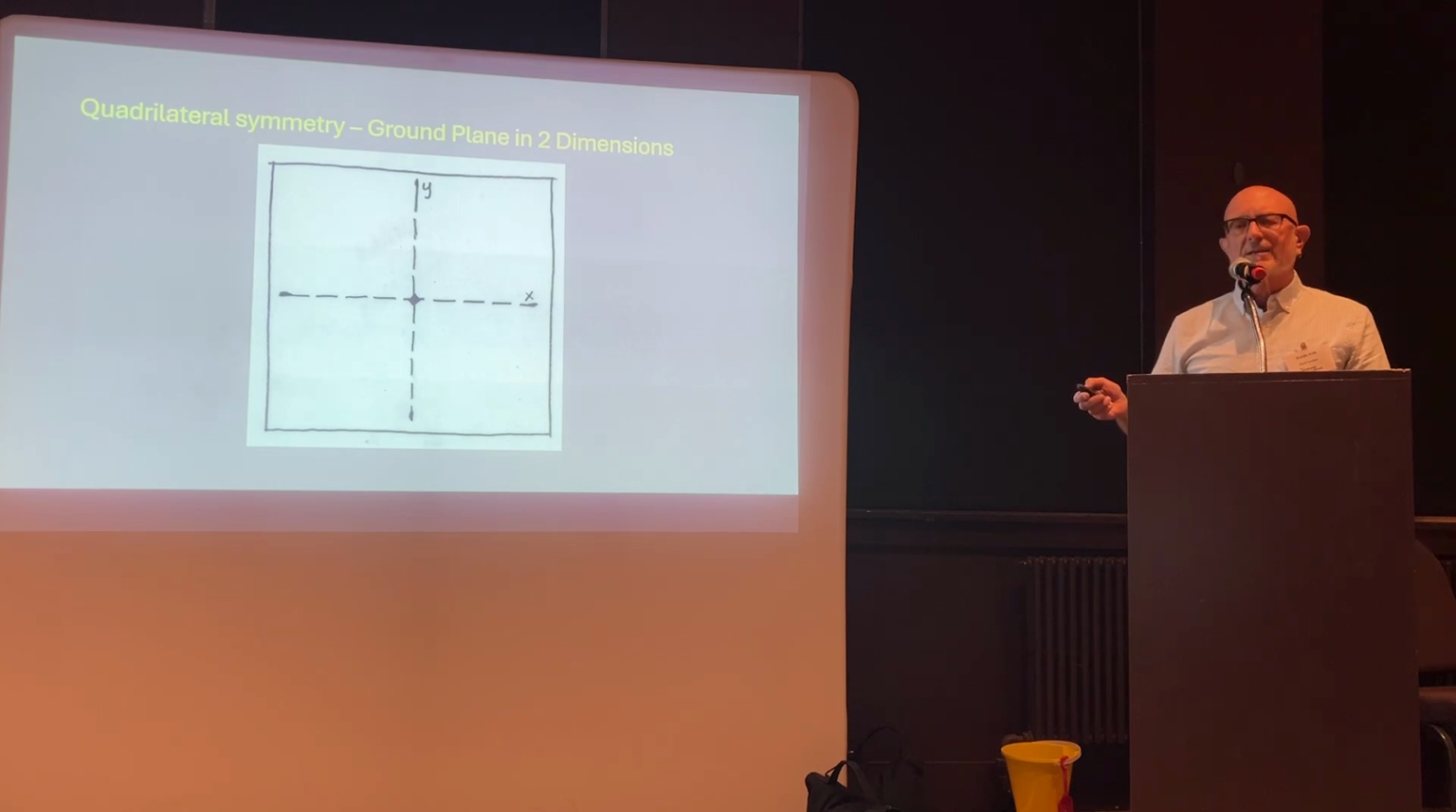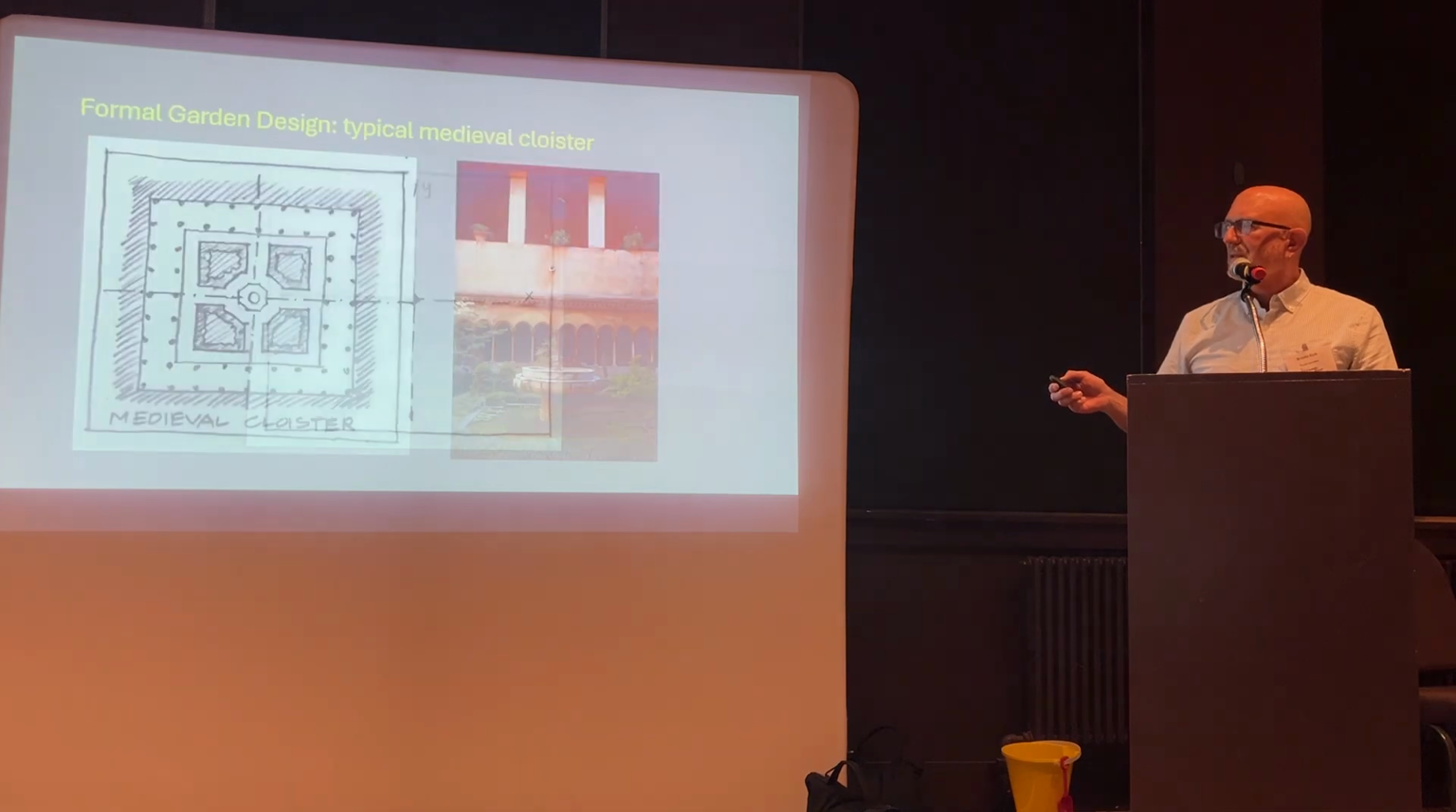So I mentioned the x-axis and the y-axis. You probably all have heard about gardens being axial, that such and such a garden is axial. What does that mean, really? Well, it means there are center lines, or lines that go through the space in a very mathematical way, and they intersect at the center.